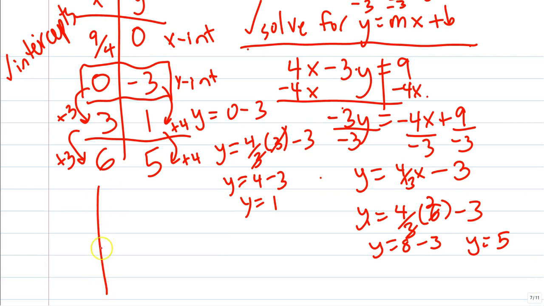How would you graph it? 0, negative 3, 3, 1, and 6, 5. And if I've done it right, this should cross and make a straight line. 2 more to look at. Shouldn't be too tough.